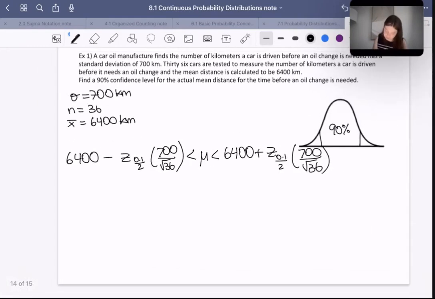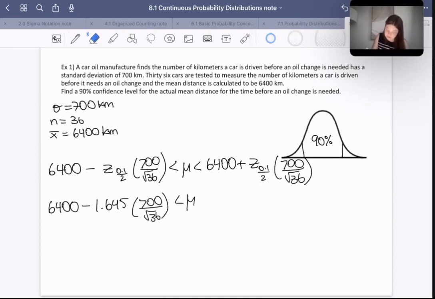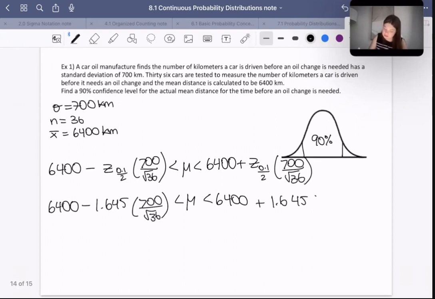Okay, so here we have 6,400 minus 1.645 times 700 over root 36 is less than mu is less than 6,400 plus 1.645 times 700 over root 36. And then we've just got to find the answers there by simplifying.